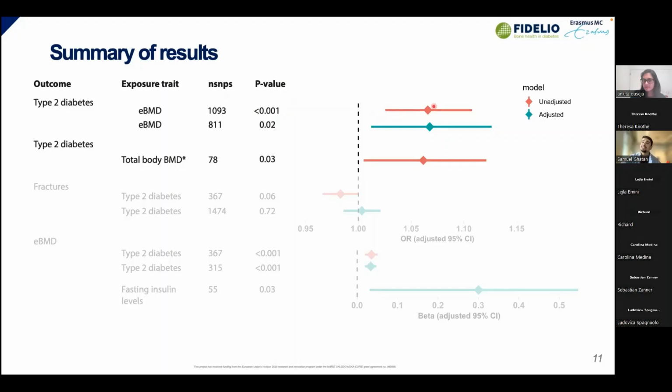And this also remains significant after adjustment for BMI. Even though we lose a lot of genetic variants and the p-value increases because of this, the effect estimates remain really consistent, which is a really good sign and something you should be looking for. We also further validated this in a DEXA-derived total body BMD. This has a lot lower number of genetic variants because it's a much smaller study. But again, the effect estimate remains really consistent and is still significant.